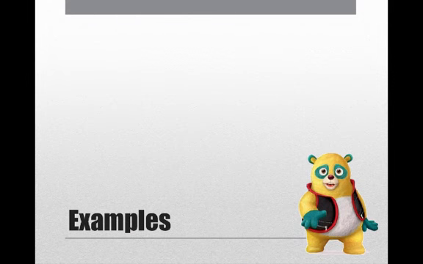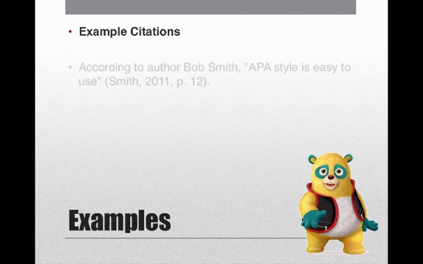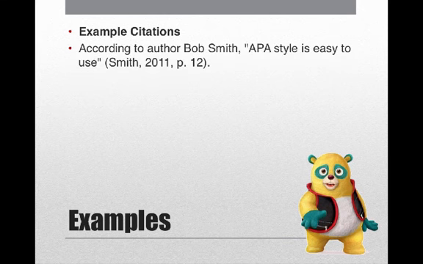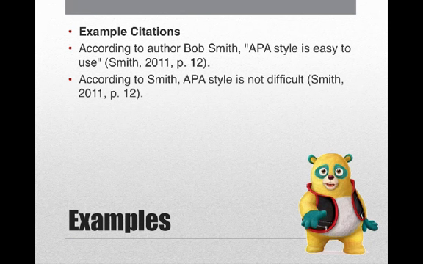So here's a couple of quick examples of citations in APA style, which is the system of rules that includes the 3 special steps. You might say, according to author Bob Smith, quote, APA style is easy to use, end quote, Smith 2011, page 12. You could also put, according to Smith, APA style is not difficult. This is a paraphrase. Smith, 2011, page 12.